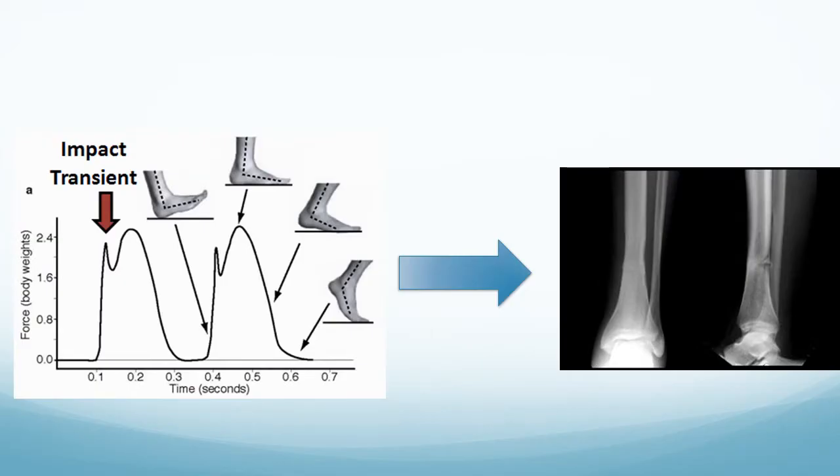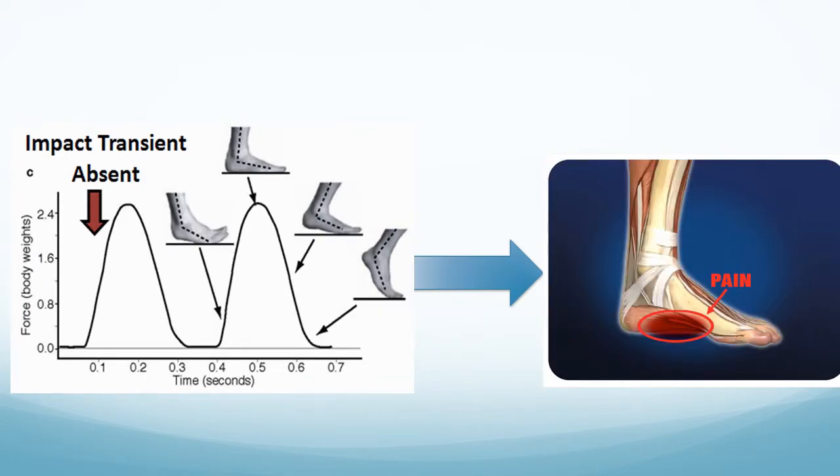A larger impact peak means they are initially hitting the ground more forcefully and are more prone to bone tissue injuries such as stress fractures. A smaller impact peak means they are initially hitting the ground with less force and dissipating the loads more during mid-stance. This leaves them more prone to soft tissue injuries such as plantar fasciitis.